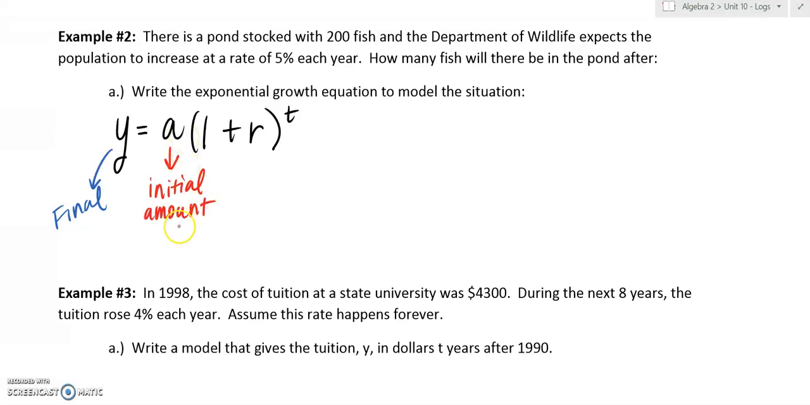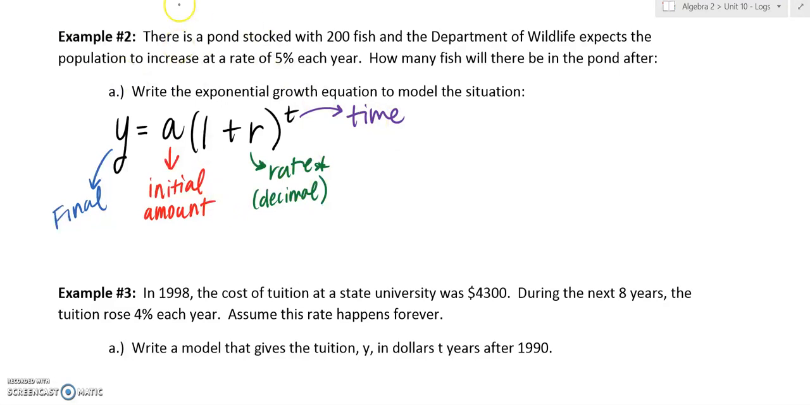How much you started with. R is your rate. And this one's really important. I'm going to put a star because you need to put this in decimal form. Then T up here on the outside, you probably guessed it. This one is for time. How long? Okay, those are the pieces.